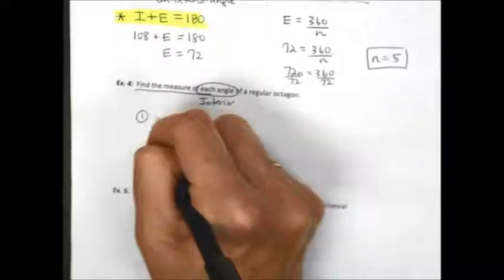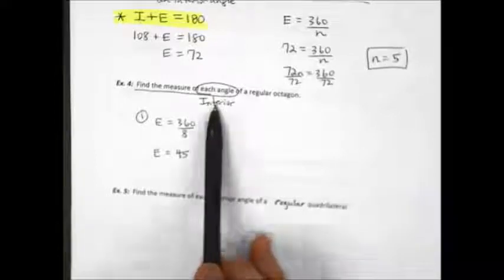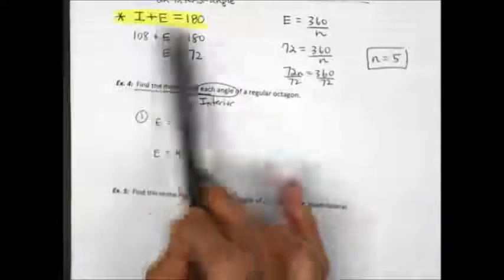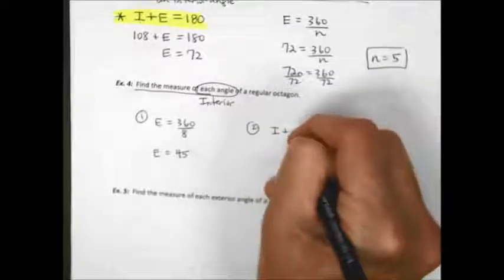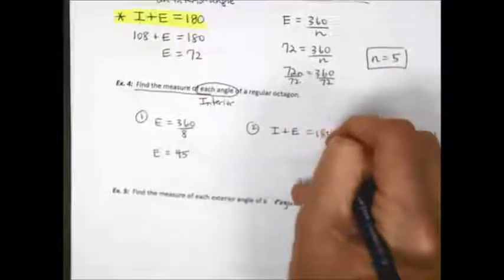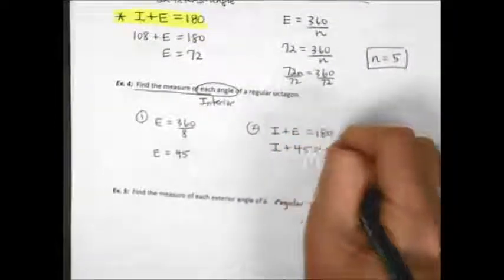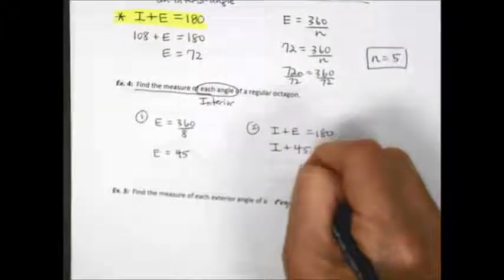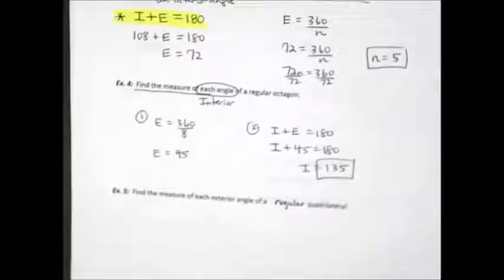So once I know the exterior is 45, do you now see how you can go back and get the interior? Because we have this relationship. So now I know that the interior plus the exterior add up to 180. So if the exterior is 45, I can quickly get the interior to be 135. And I've got it. Okay?